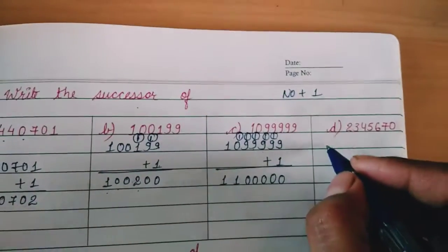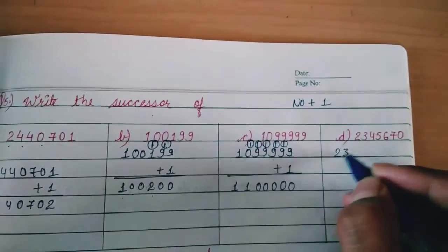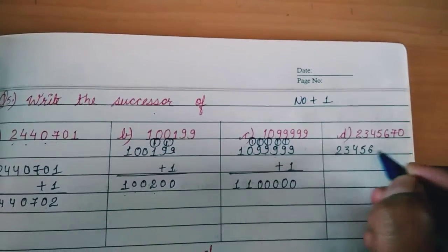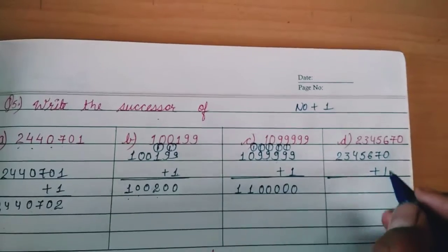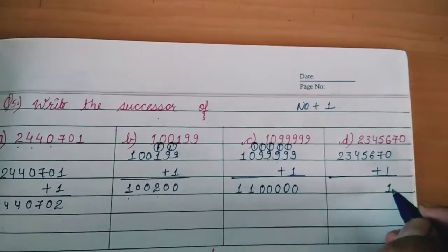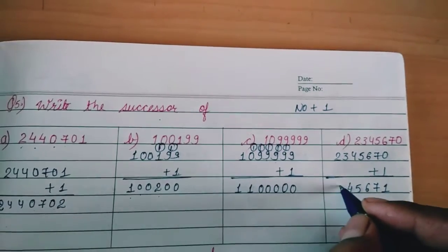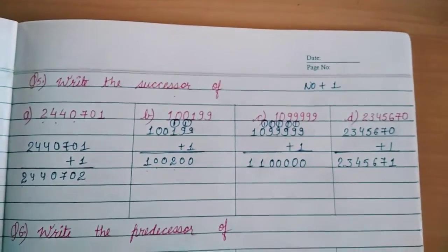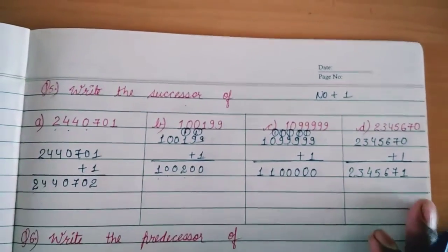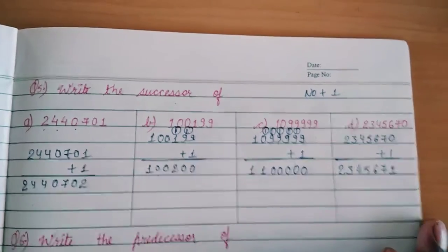The last one also, we will add 1 into the given number, which is 2345670, which will give us, after adding 1, 0 plus 1, 1, and 7, 6, 5, 4, 3, 2 as it is. So we got the successor of each number which is given by the question.